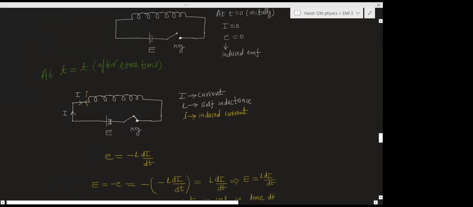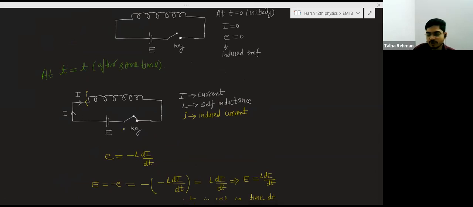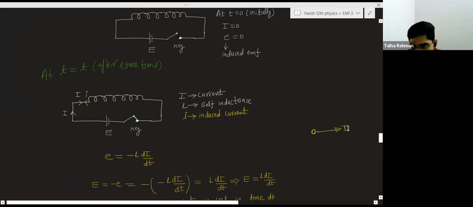Now this current is increasing when you close the key. Initially the current is 0, finally the current becomes some I. So the current is changing from 0 to I. For that increasing current, the energy spent by the battery is stored in the inductor as magnetic energy. That energy we want to calculate.